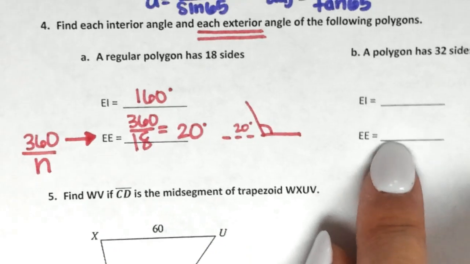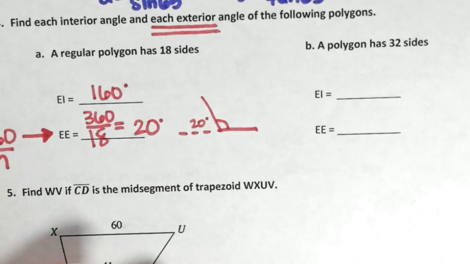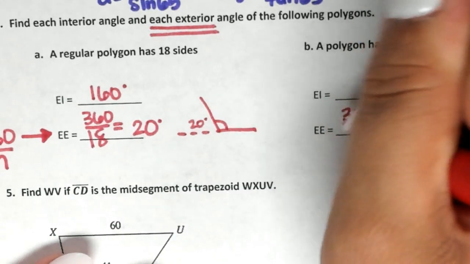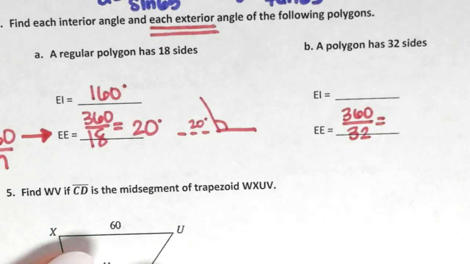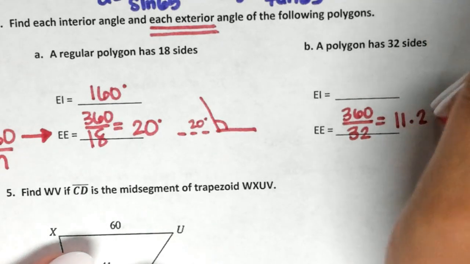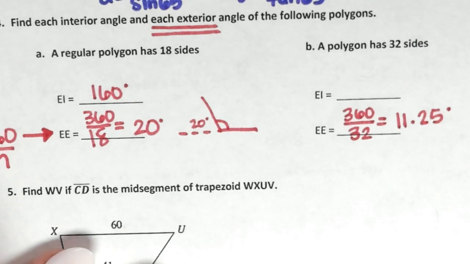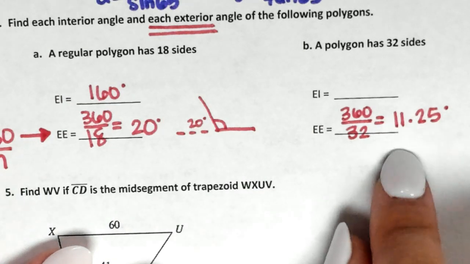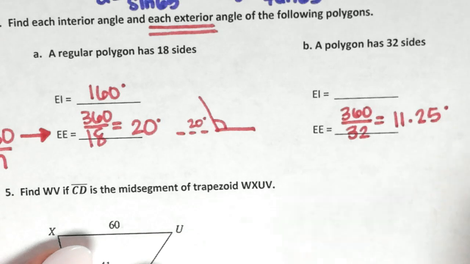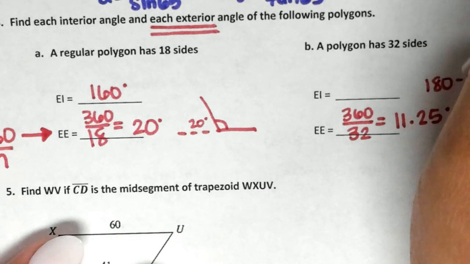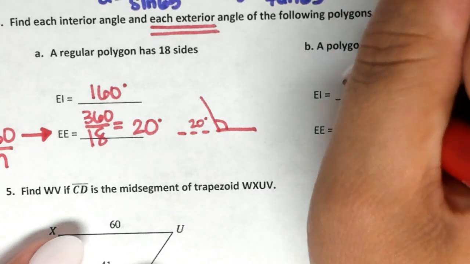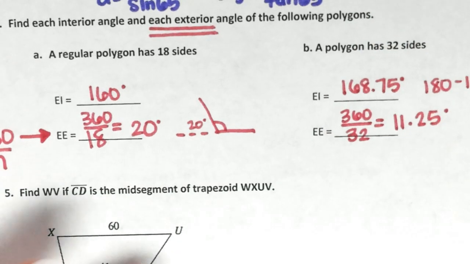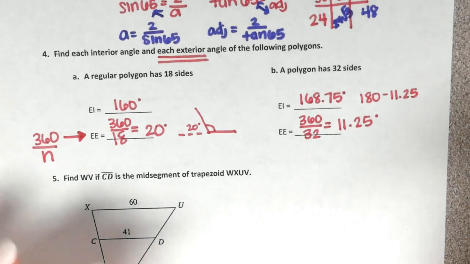Okay. What about EE over here for a 32 sided figure? 360 divided by 32. Did y'all get a decimal? Yes. 11.25 degrees. These are degrees because they're angles. So if my angle is 11.25 degrees outside, how do I find the inside one? Subtract it from 180. So what is 180 minus 11.25? 168.75. What questions do I have about this?